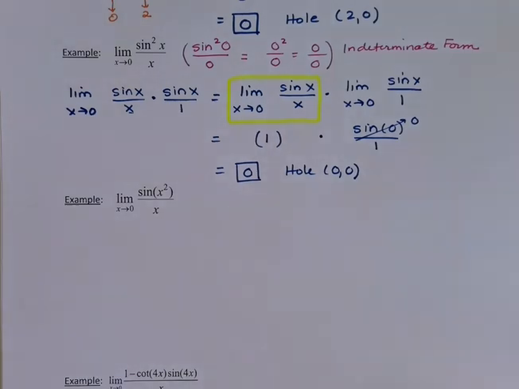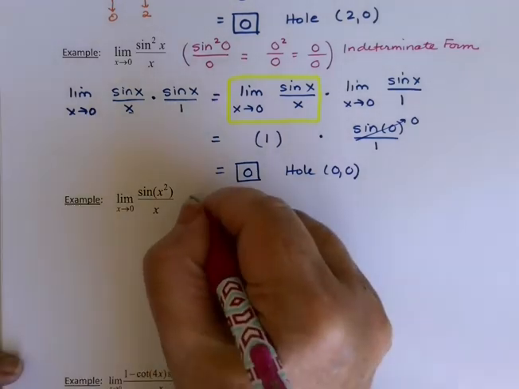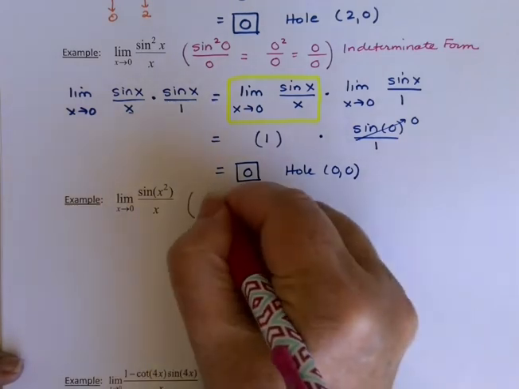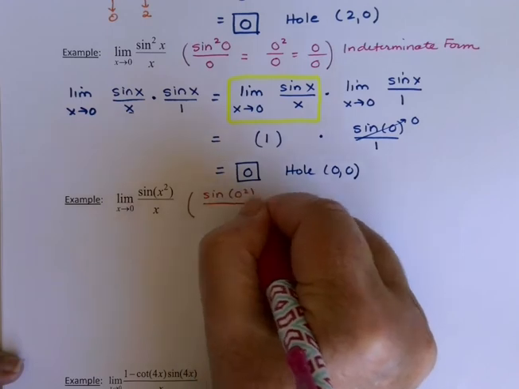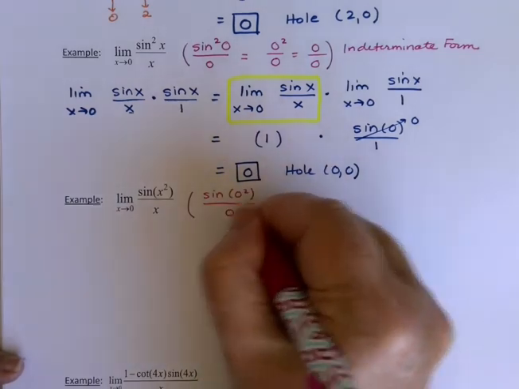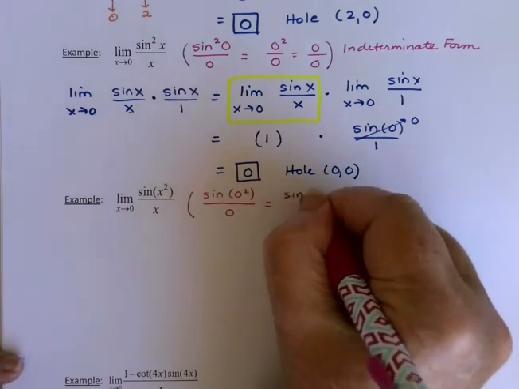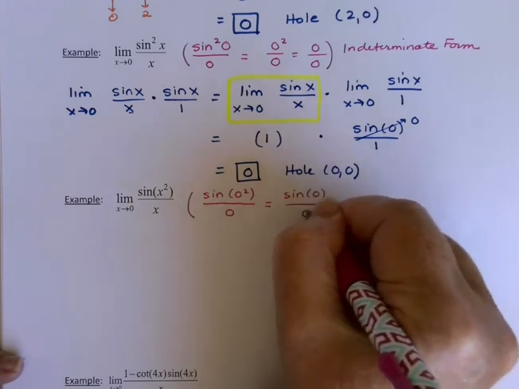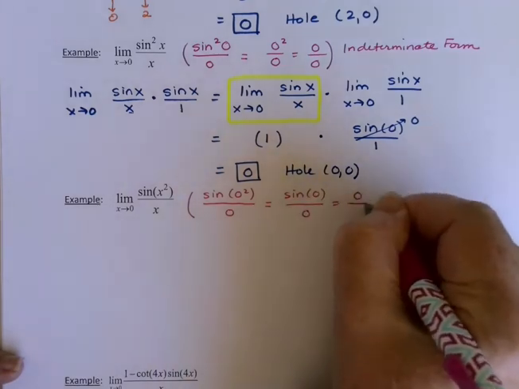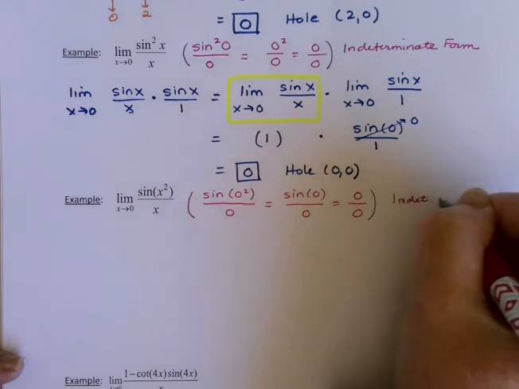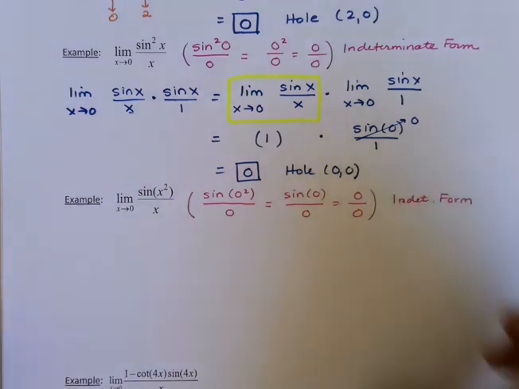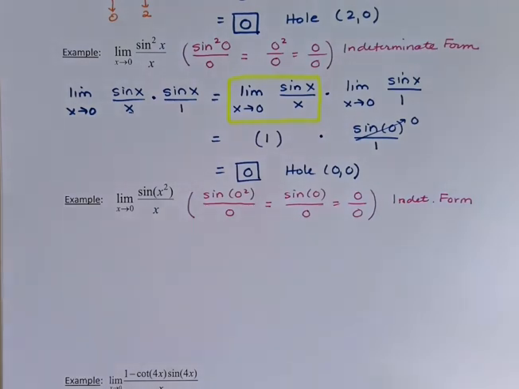Let's just start by making sure we actually have a problem. If I plug in the 0, I'll have the sine of 0 squared over 0. That's the sine of 0 over 0. And sine 0 is 0. So there's that indeterminate form again. We do have a problem. All right, how are we going to handle this?